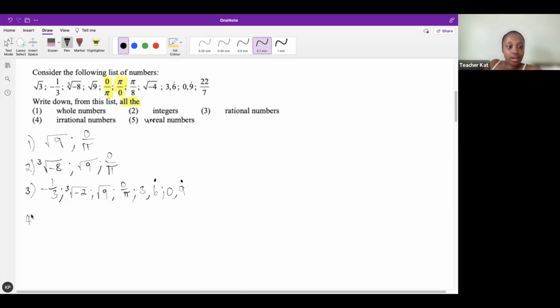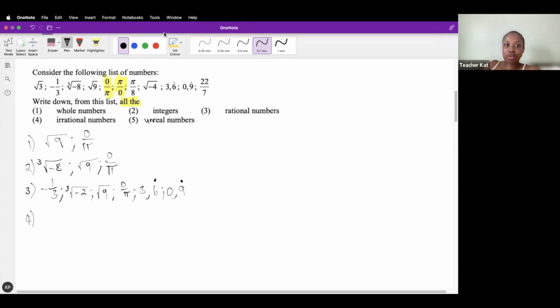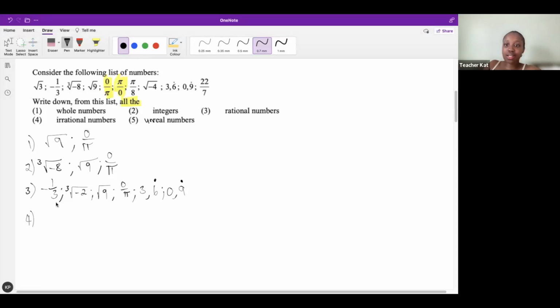Okay, number 4 is irrational numbers. So I'm going to skip all the rational numbers because if they're rational, they're definitely not irrational. But I'm going to start with the first one, which is the square root of 3, because we didn't say it was rational. So is that irrational? Yes, it is. Finally, square root of 3.